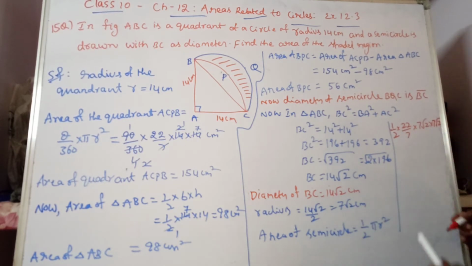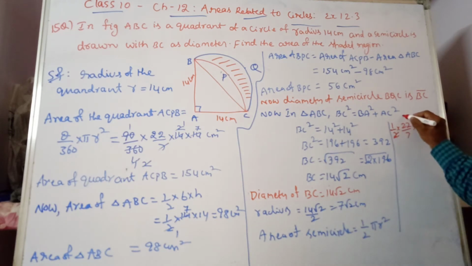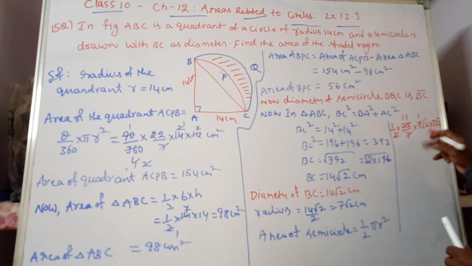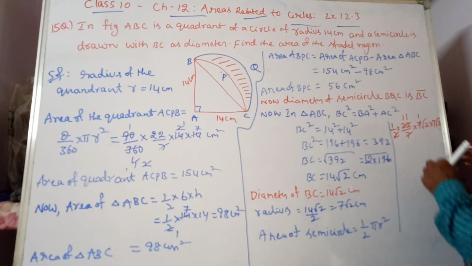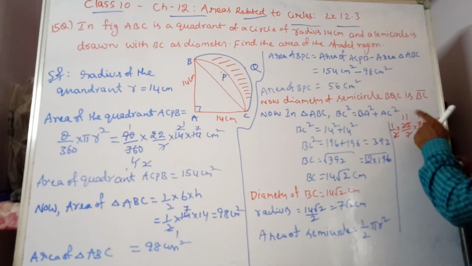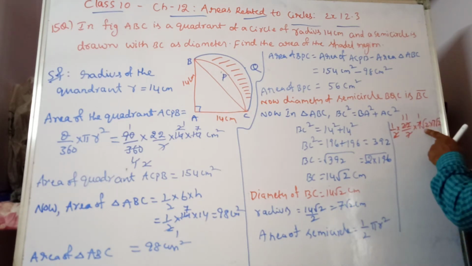7 root 2 into 7 root 2. Now you see here, 2 elevens are 22, 7 sevens are 49. Are you following? 2 elevens are 22, 7 sevens are 49. Root 2 into root 2.